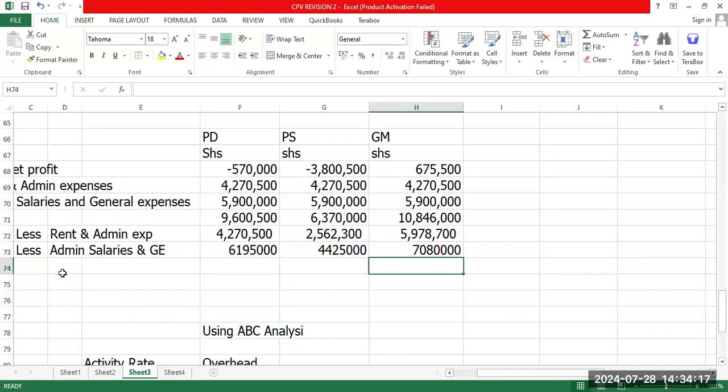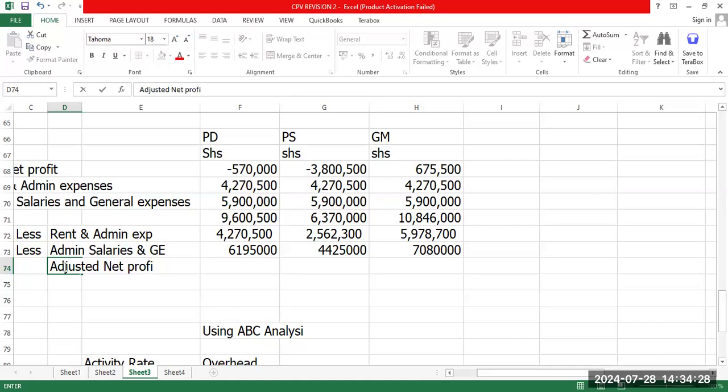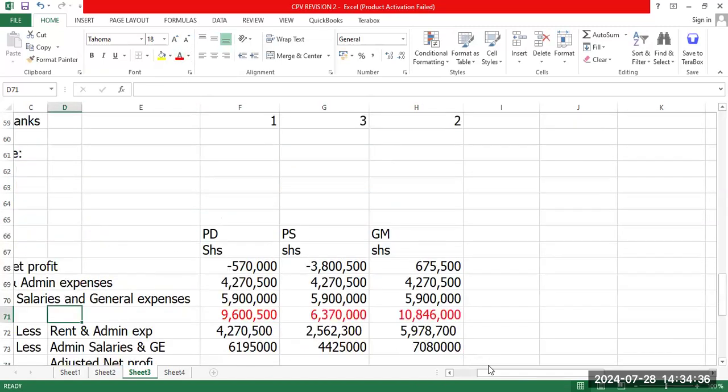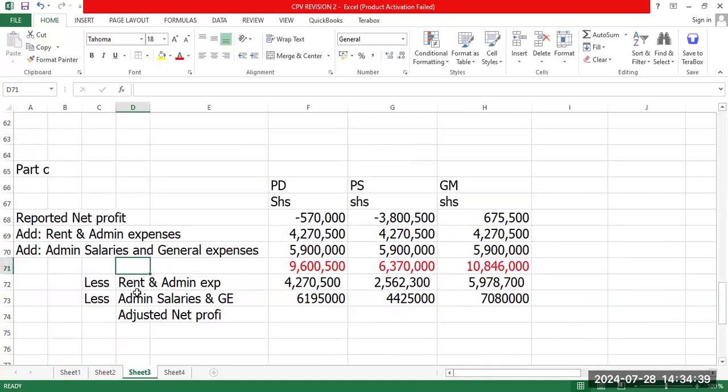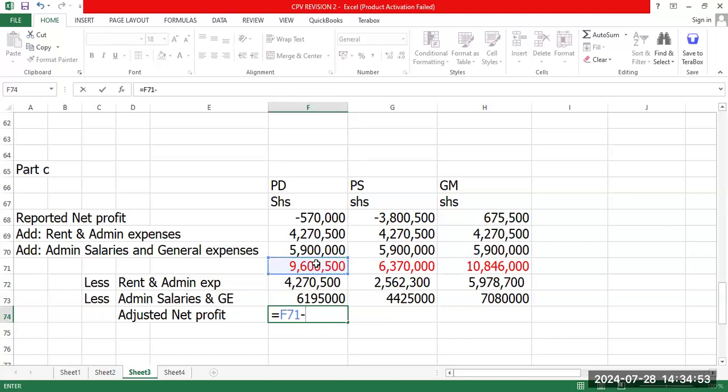So finally we need adjusted net profit. Remember, this is what we have. This is profit without rent, without these two items, these ones. So you want the final net profit. And it will be, you get this figure minus this, minus this.